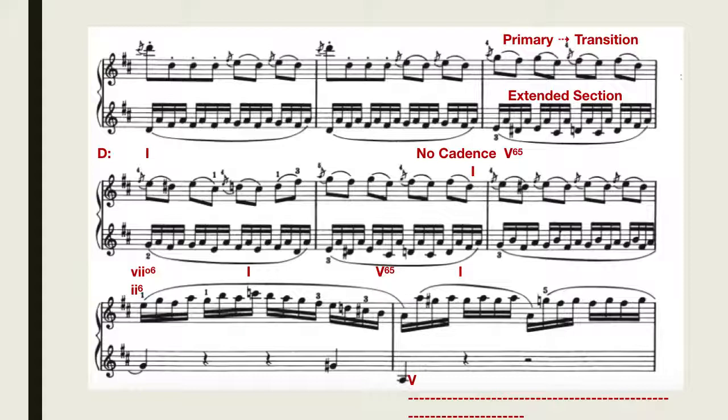Here's where things get a little interesting. If you remember, our primary theme had a cadence. It had a nice little PAC that made us very happy. Here there is no cadence. Instead, we have an extended consequent, which makes me believe that the primary theme runs into the transition a little bit. I'm going to let you listen to this particular section. I find it very interesting.